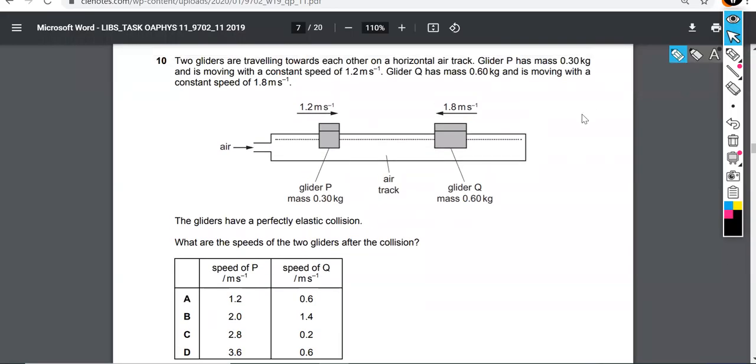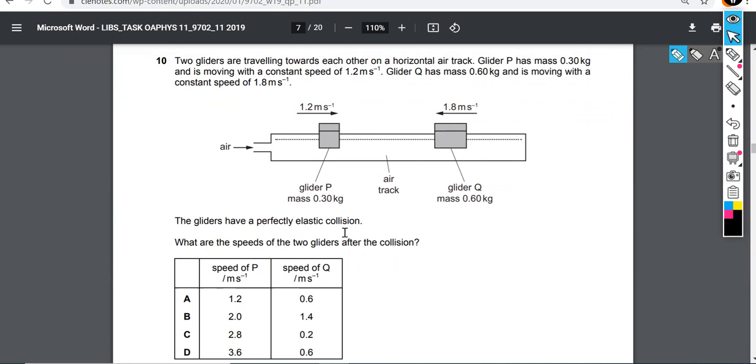Right, in this question, we're going to look at two gliders traveling towards each other on a horizontal air track. Glider P has a mass of 0.3 kilograms and is moving with a constant speed of 1.2 meters per second. Glider Q has a mass of 0.6 kilograms and is moving with a constant speed of 1.8 meters per second. So this one is both faster and more massive, it's twice the mass and a little bit more speed, right? So more momentum in glider Q for sure.